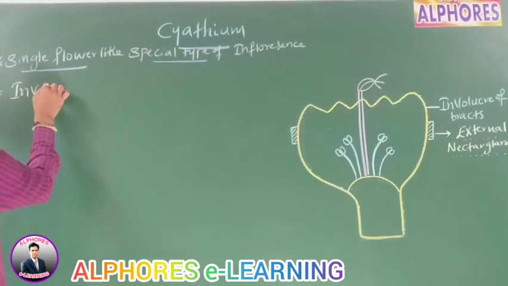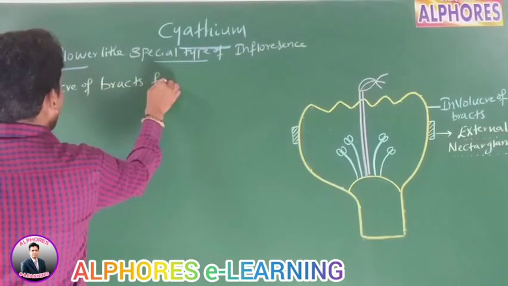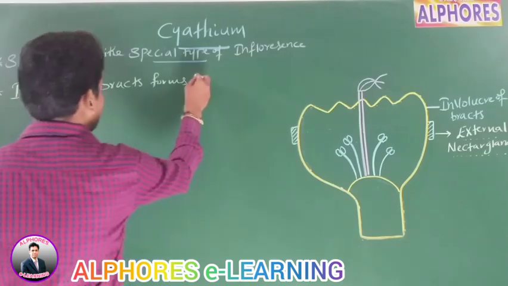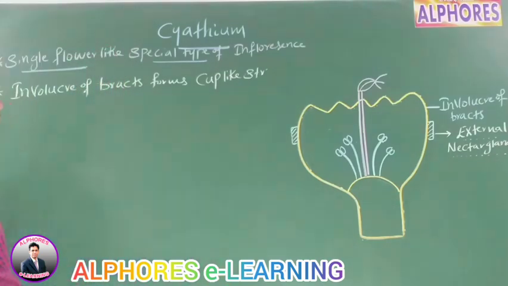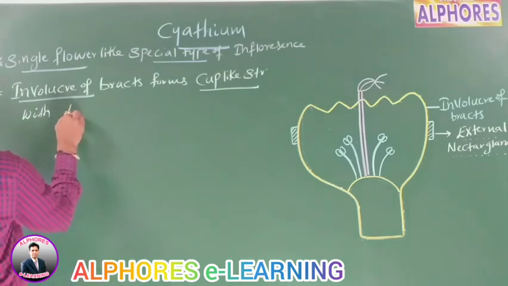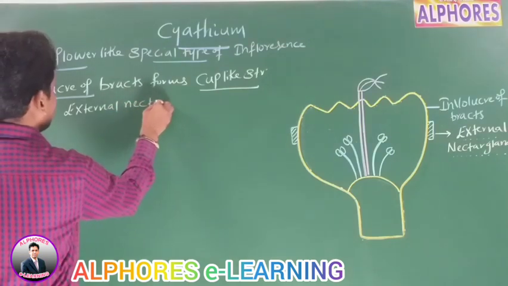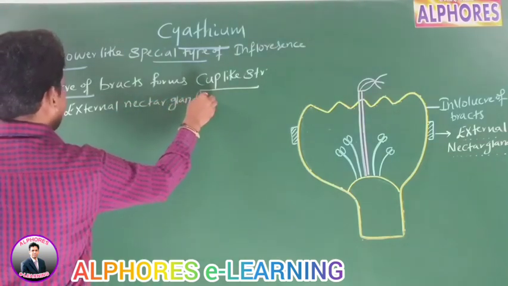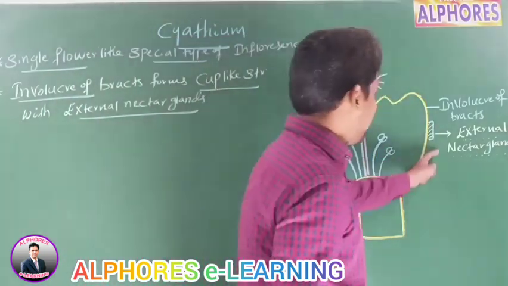The involucre of bracts forms what? The cup-like structure. Who formed this cup-like structure? The involucre of bracts. With which glands? External nectar glands. Is this statement okay? Now listen here. This is the cup-like structure.